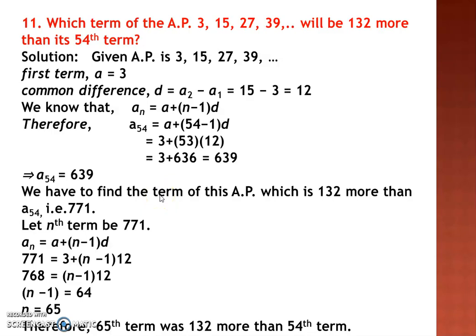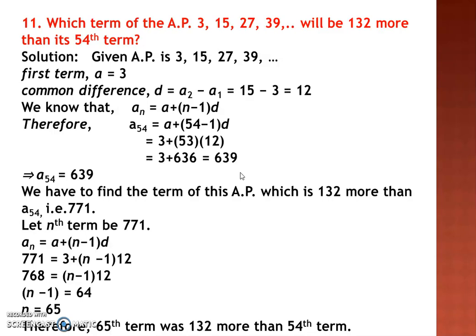Now you need to find out which term is 132 more than the 54th term. So the 54th term you already have. What is 132 more than this? You have to find out. So 639 plus 132 is 771. So you have to find the value of n such that an is equal to 771. So which term will be 771 is what you have to find out.